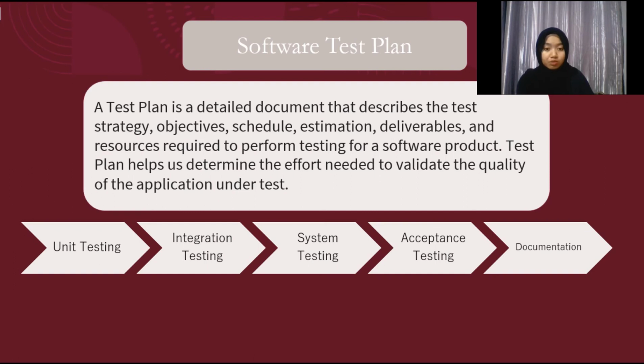So there are five steps on software test plan, which is the first that we try on unit testing, and then integration testing, and then system testing and acceptance testing, and finally documentation for help desk, which is for those who need a help option.